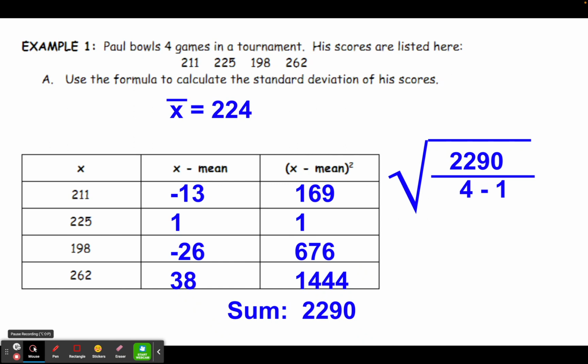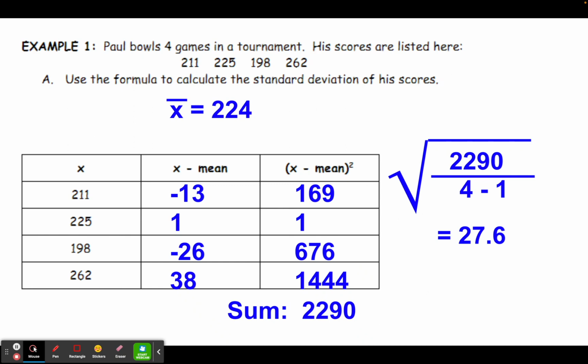What you don't want to do is round off at that division step and then take the square root. You want to save all of your rounding for the very last step, because that's going to make your answer more precise. And if you do that and then round, you'll get a standard deviation of 27.6 if we round that to 1 decimal place.